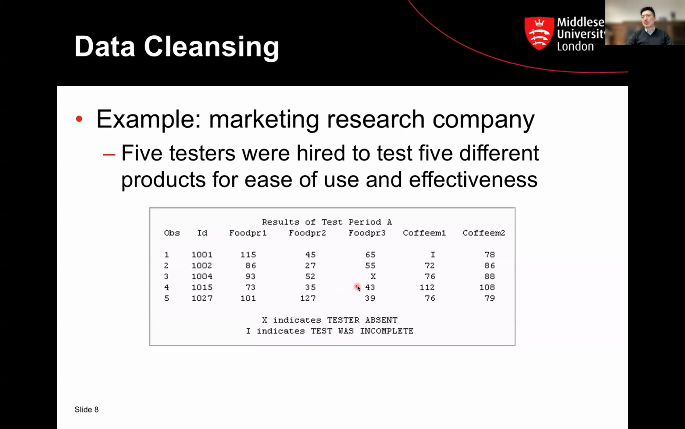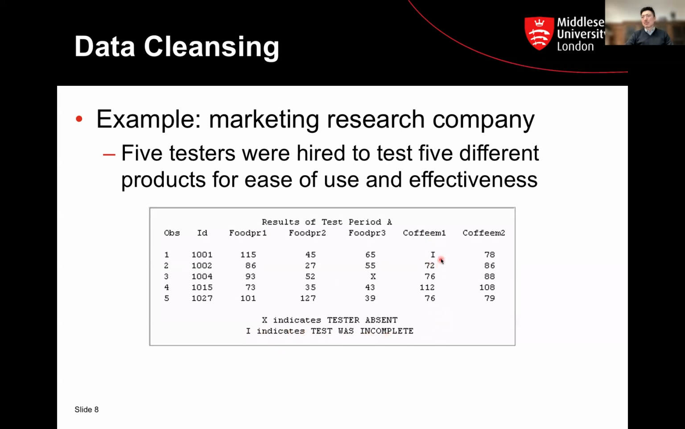So when, say, participant 3 is supposed to test the third product, which is food product 3, and he or she is just not available, maybe sick or something, so they didn't do the test. And so there's no value. And then I indicates the test was incomplete.